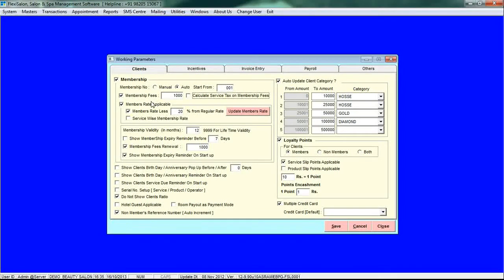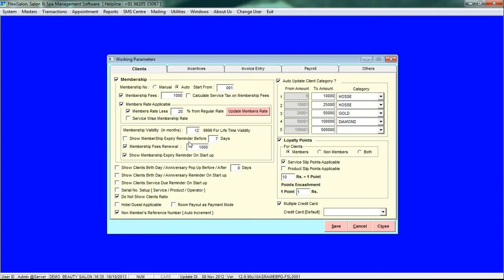Now, obviously, if you are having some memberships, you would be providing some percentage of discounts to your clients. So here we can have members rate applicable, and you can mention whatever percentage of discount you would be providing to your clients. In that, we also have membership validity dates, which could be mentioned in months. Suppose you're having validity for 12 months, you can mention over here 12 months.